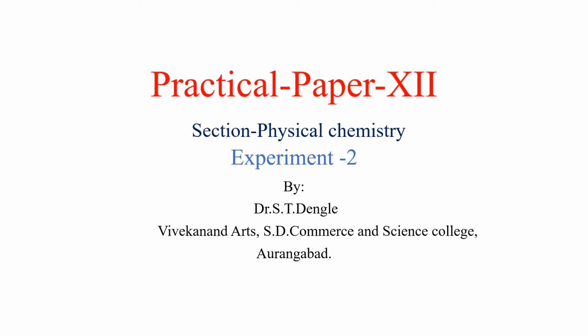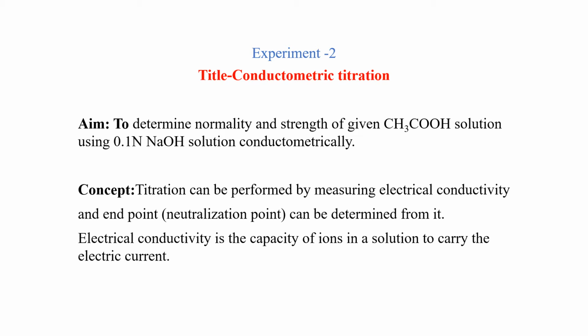Hello students, we are studying the online practicals, paper number 12, section physical chemistry, and today we are going to study experiment number 2. The title of the experiment is Conductometric Titration.